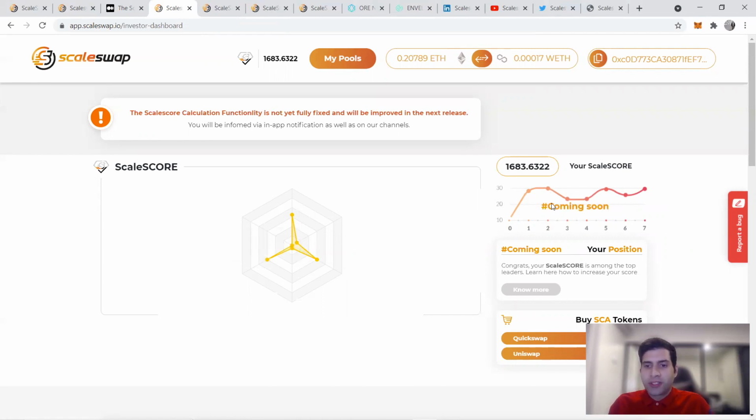And here you see your Scalescore. In the future, they're also going to show your ranking or your position, so you know where you're sitting and how you can improve it. So this is an interesting concept that they have.